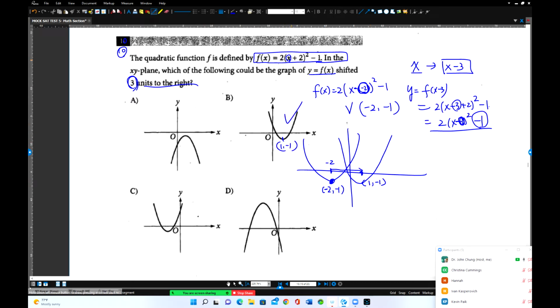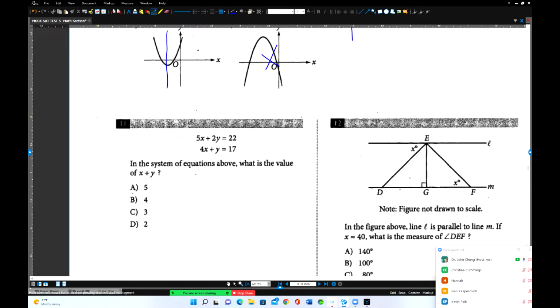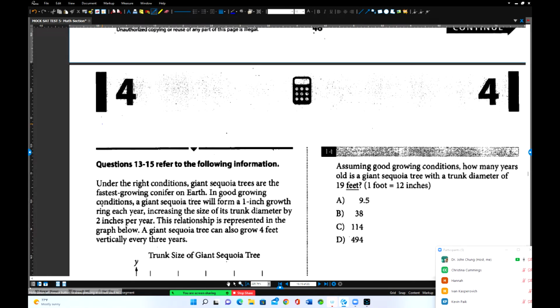But this one, what is it? The graph is upside down, so that is not working. This one is still on the negative side, okay? So choice B is that, okay? That is number 10, number 13. That is number 13.